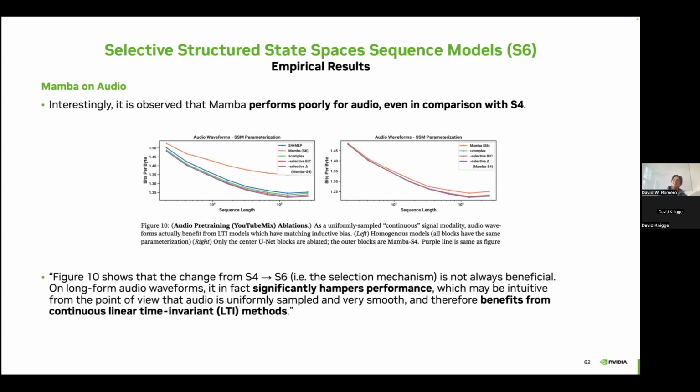On the other hand, they also had experiments with audio. What you see in audio is that Mamba performs very poorly, even in comparison with S4, which is non-input dependent. Here you see the Mamba on the top, and you see the bits per byte. And here you see all of the other versions, like S4, etc. They don't even compare with Hyena here. I think Hyena would be even better because Hyena has this input dependency. So this is to show that it's important to think about what kind of data you are handling.